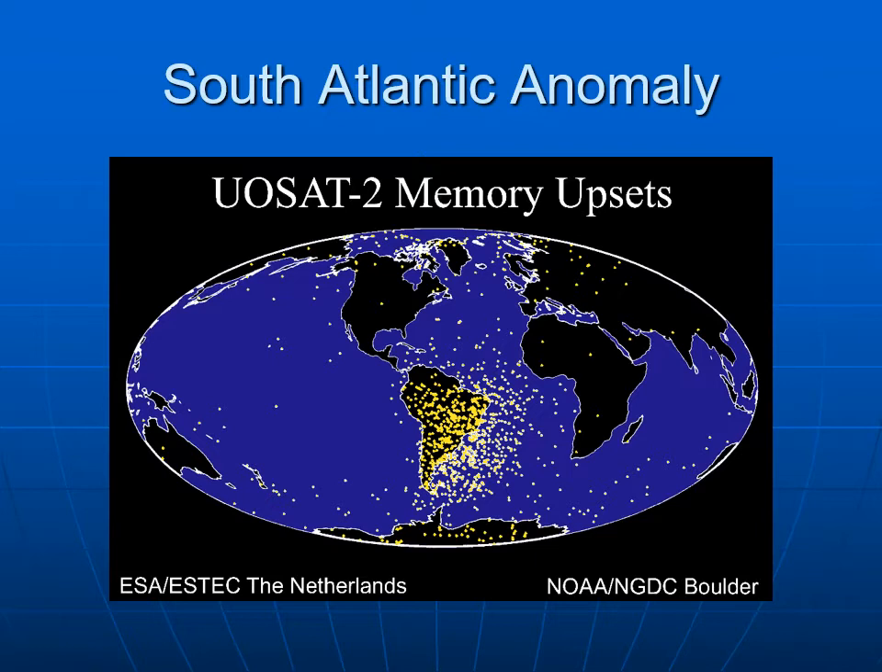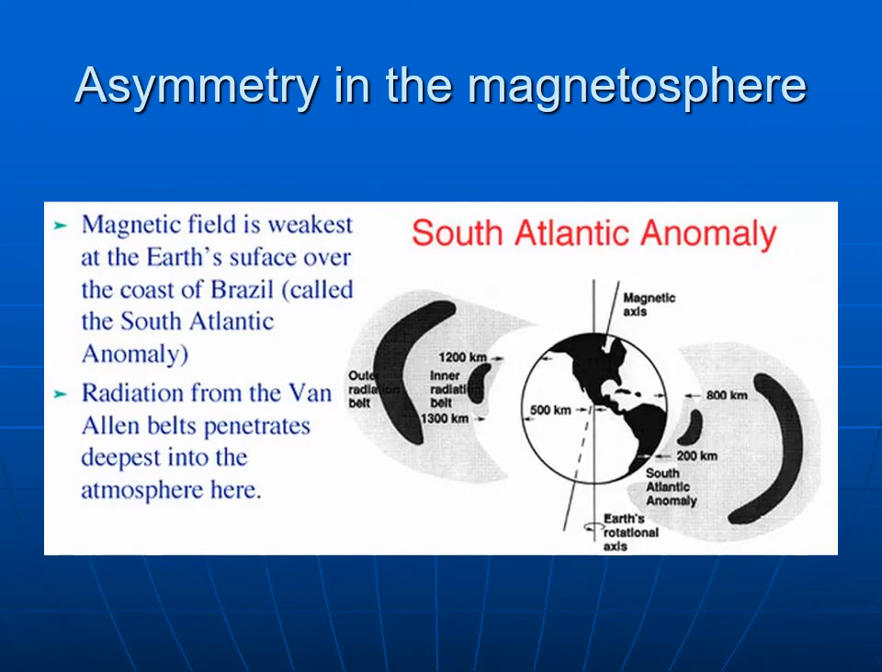And you see the little dots all over the place, but most of the dots seem to be congregated over the South Atlantic. And so, since this happens a whole lot for a lot of different spacecraft over the South Atlantic, that region is called the South Atlantic Anomaly. So what's going on with the South Atlantic Anomaly?